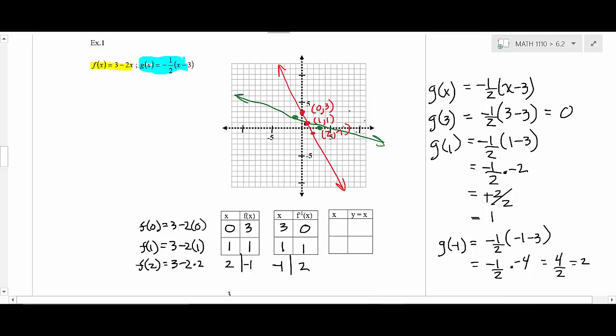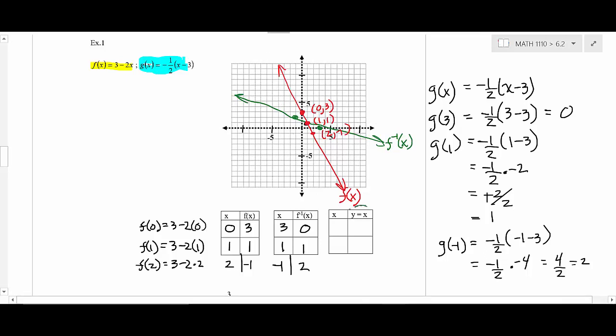Okay, so I want you to label this like this. You need to have this labeled. This is f of x. The one in red is f of x. The one in green is f inverse of x. Okay, like that.